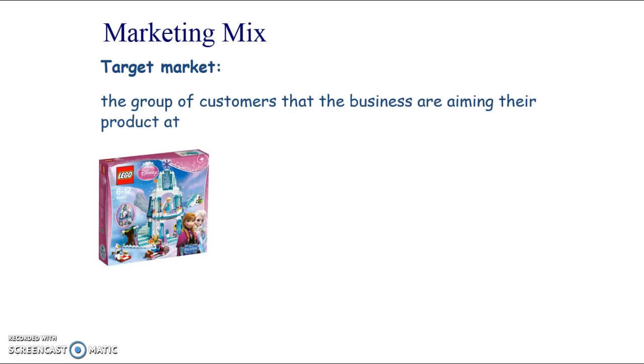So if we have a few examples here, this Lego product, it's a toy, so it's obviously aimed at younger people. It's based on Disney's Frozen, so this is going to be aimed at people who most likely have seen the film and have liked it. And it's pink, and I don't like to be gender specific with colours, but I imagine this appeals to more girls than it does to boys. But girls and boys can play with any toys that they want.